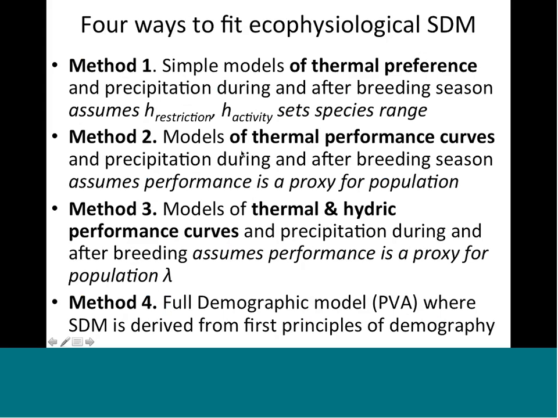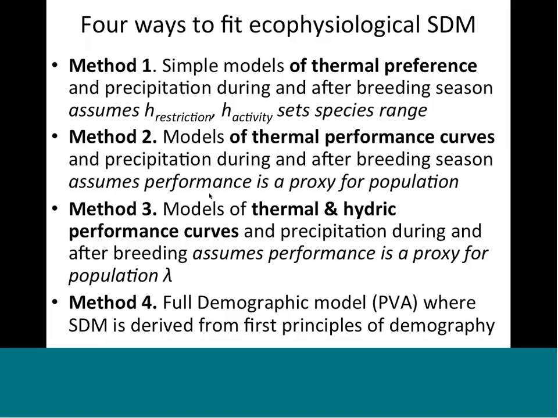So there are four ways to fit these ecophysiological species distribution models. The first is the one that we used in the Science paper, where we just used thermal preference, but now we expand it to hours of restriction and hours of activity and precipitation in some way setting the species range. The second way is to use much more information about the thermal performance curve, as well as precipitation during and after the breeding season.